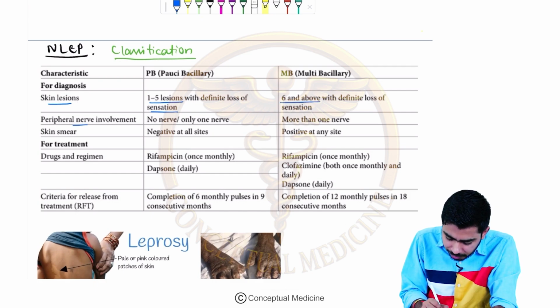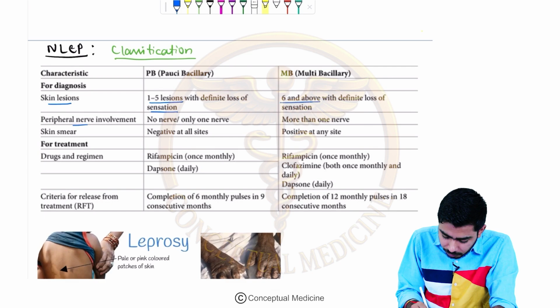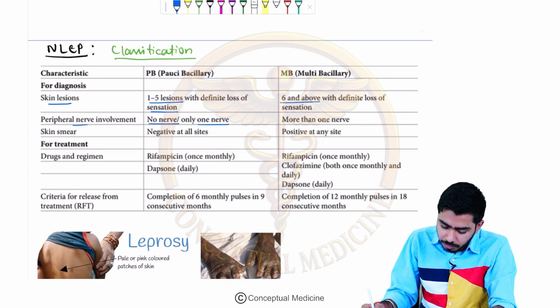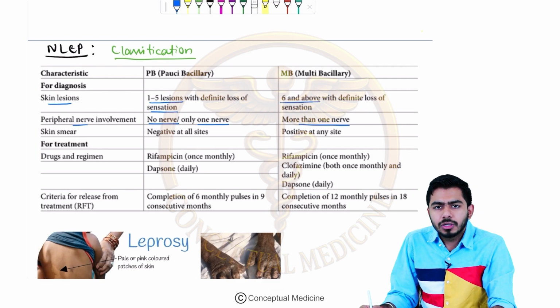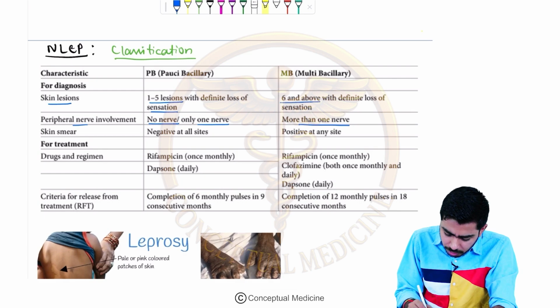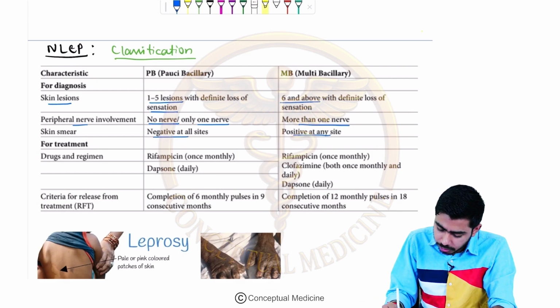Then peripheral nerve involvement, I told you multiple nerves can sometimes be involved. So over here, if there is no nerve involvement or if only one nerve is involved, then it is Paucibacillary. Otherwise, if multiple nerves are involved, then it is a multibacillary case, right? Skin smear, if it is negative at all the sites, then it is Paucibacillary, and if it is positive at any site, then it would be called multibacillary, right?